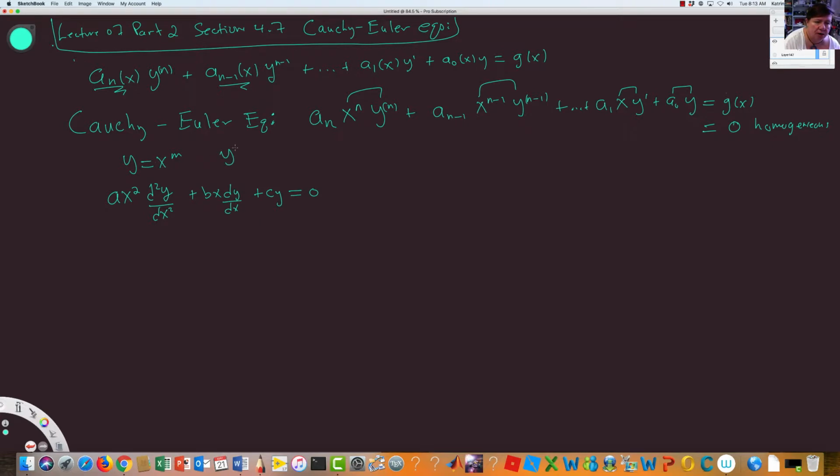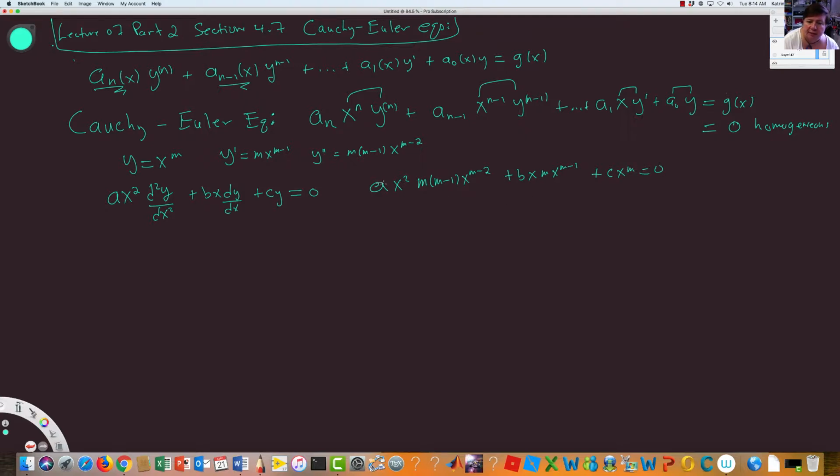So let's see, y prime is equal to mx to the m minus 1, and y double prime is equal to m times m minus 1 x to the m minus 2. And now, notice when we substitute this in, what's going to happen. So let's substitute it in. We have a times x squared, then we have m times m minus 1 x to the m minus 2, then plus b times x times m times x to the m minus 1, that's that first derivative, and then plus c x to the m equals 0, right?